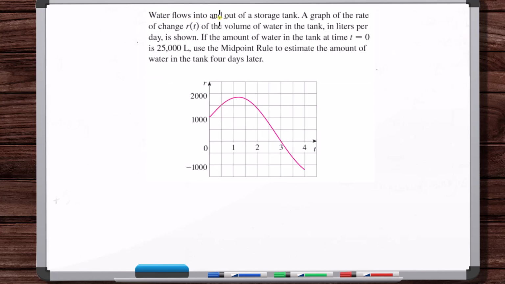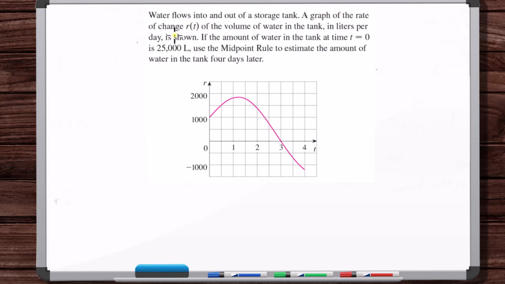Water flows into and out of a storage tank. A graph of the rate of change, R of T, of the volume of water in the tank in liters per day is shown. If the amount of water in the tank at time t equals 0 is 25,000 liters, use the midpoint rule to estimate the amount of water in the tank 4 days later. All right, so water flows into and out of a storage tank.